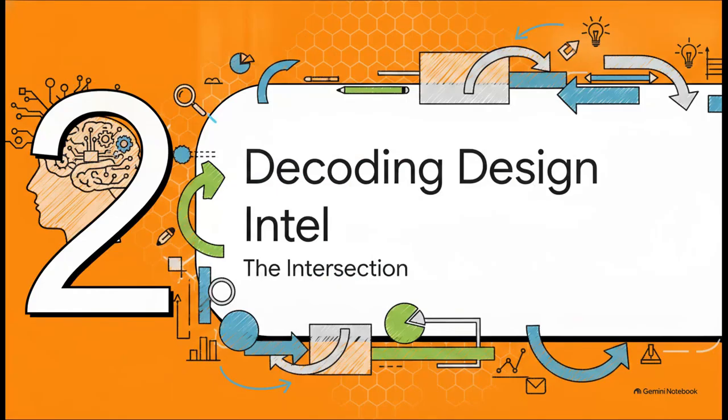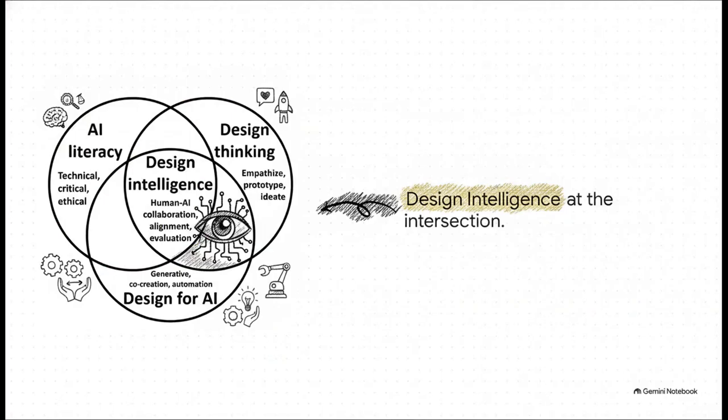Which brings us to section 2, decoding design intelligence. To really anchor our understanding here, we have to look at the intersection of 3 critical ecosystems. First, there's AI literacy. That covers your technical and ethical skills. Then there's design thinking, which brings in those crucial human-centered methods. And finally, design for AI, focusing on generative creation. Now, right there, dead center where all 3 of these overlap, that sweet spot is what we call design intelligence.